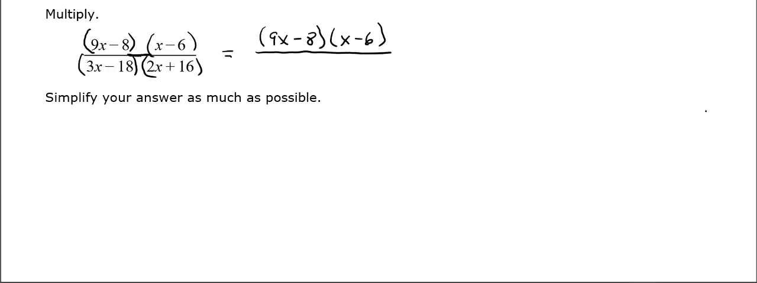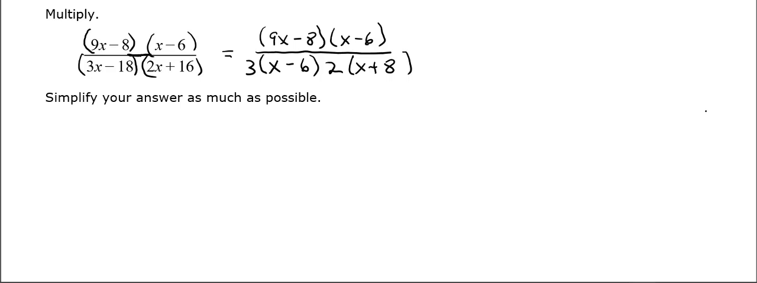Now in the denominator, 3x minus 18, I can factor out a 3 since that's the greatest common factor. And when I divide that out of each term, that leaves me 3 times the quantity x minus 6. Now for 2x plus 16, again, I can take out the greatest common factor, which is 2. And when I divide 2 out of each, that leaves me with x plus 8.